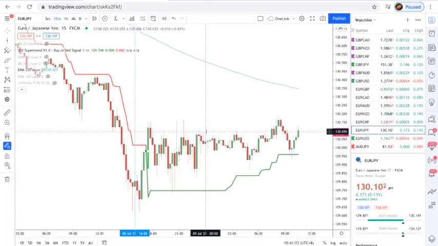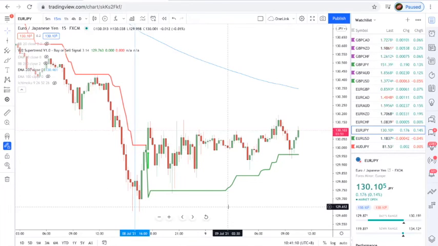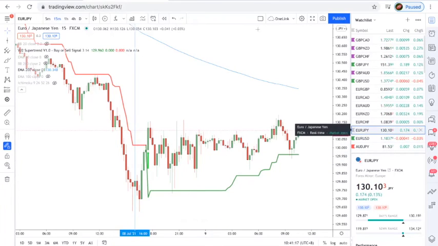That's why I said always try to enter the trade near the signal. If the trade goes against you, you can close the trade and enter another trade. So that is on Euro Japan. And I will show you a few more trades.